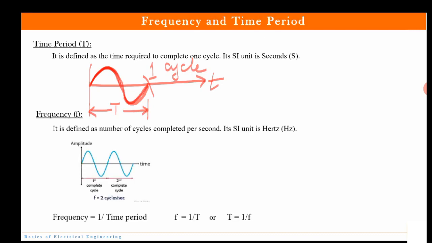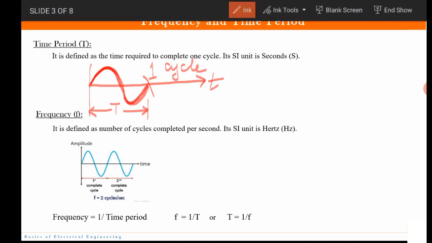Now let us go to frequency. Now what is frequency? Frequency is the number of cycles completed per second. Now for example, here 2 cycles have been shown, right? So this is the first cycle and this is the second cycle, right? So the frequency is 2 cycles per second.